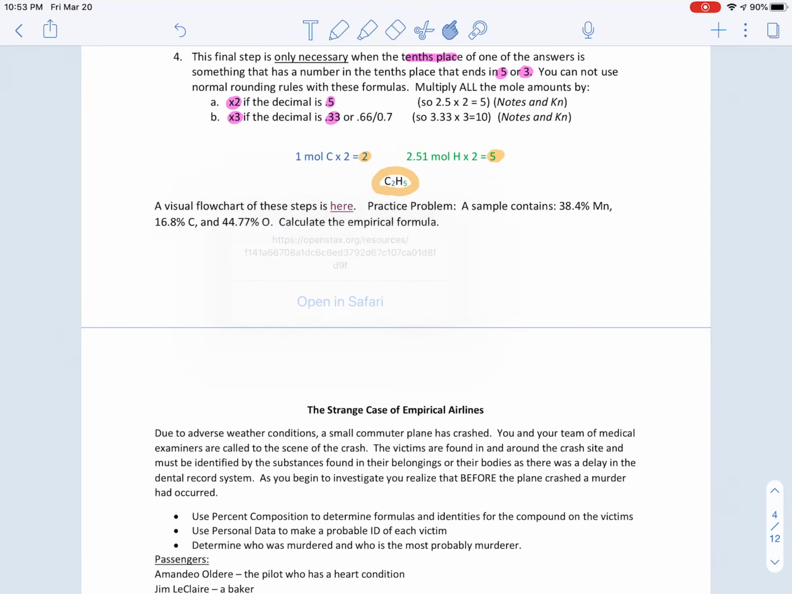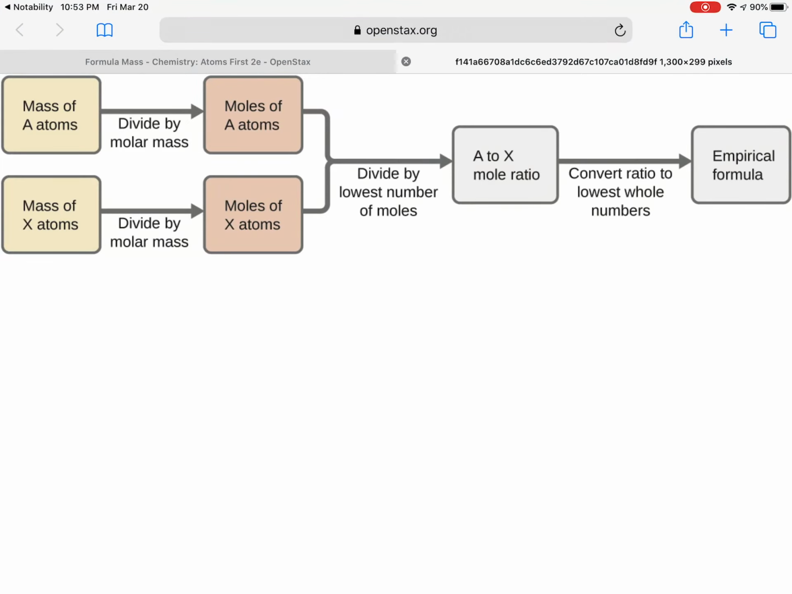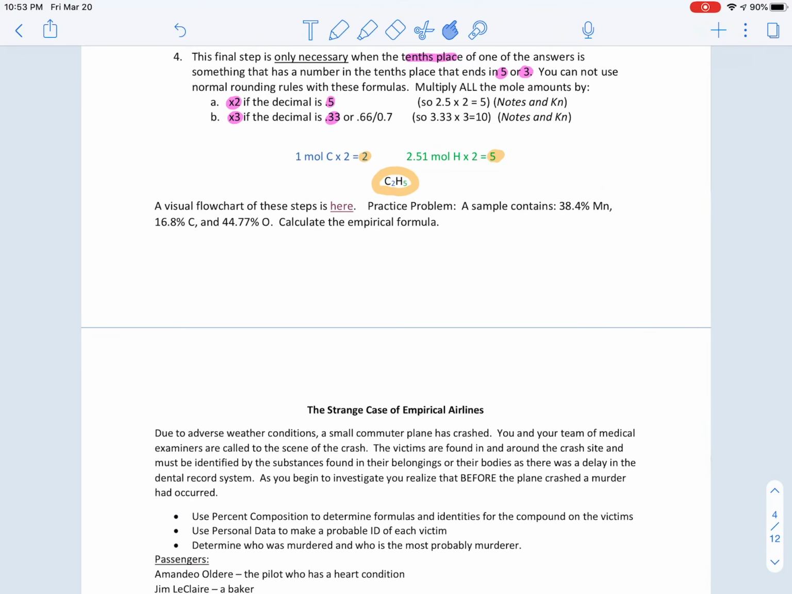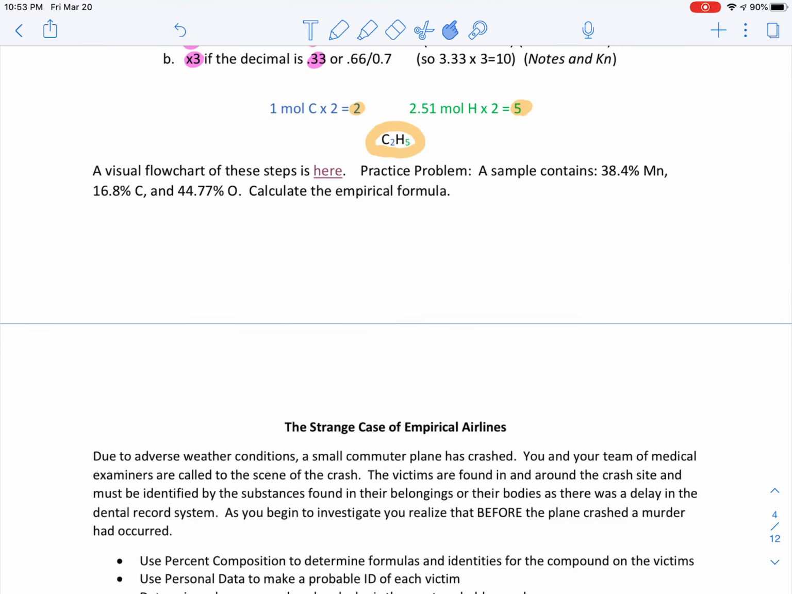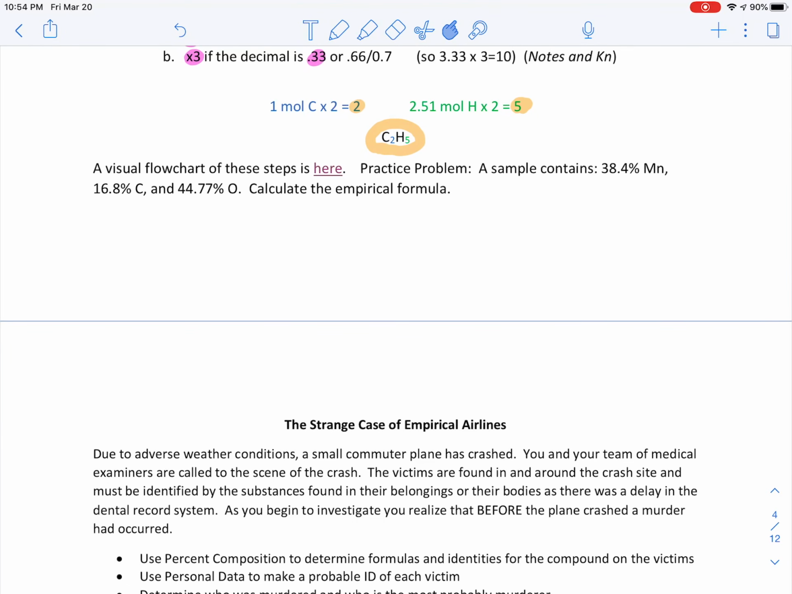And if you like a visual, if you don't like all the words, there's a nice little visual right in here. It's got the pictures. You got your mass, you divide by the molar mass, by the lowest numbers, convert to the whole number ratio. If this works better for you, then you can use it. I just want to make sure you had that resource.